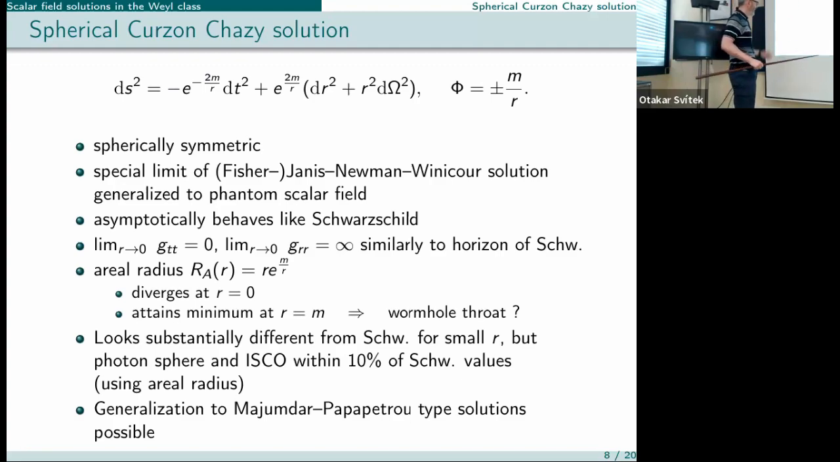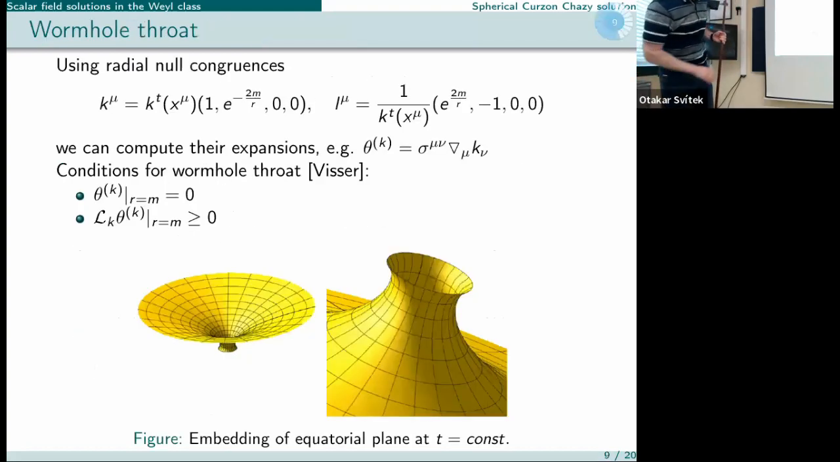So we will have this kind of phantom scalar field version of Majumdar-Papapetrou-like solutions, which contain multiple black holes that are kept separate by the electrostatic repulsion. No, this is of course Majumdar-Papapetrou. This one is the wormhole. Yeah.